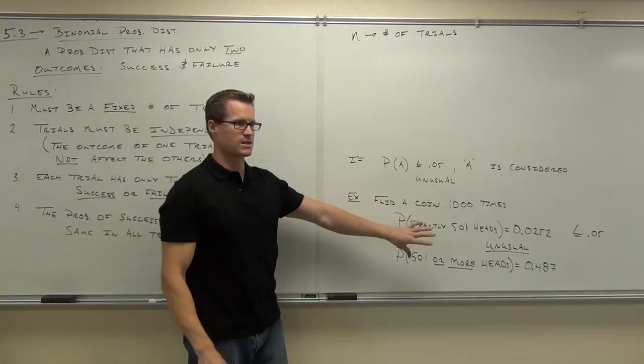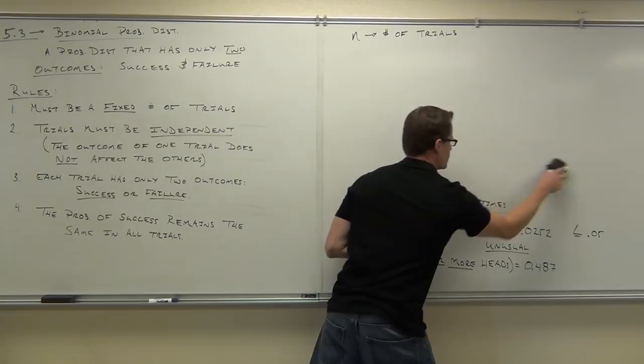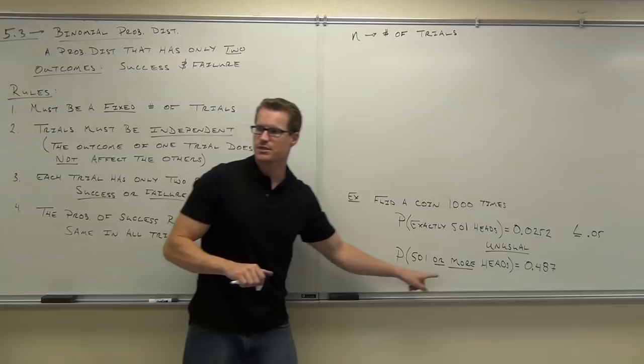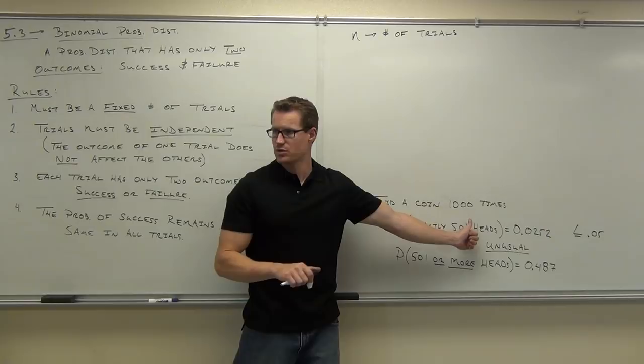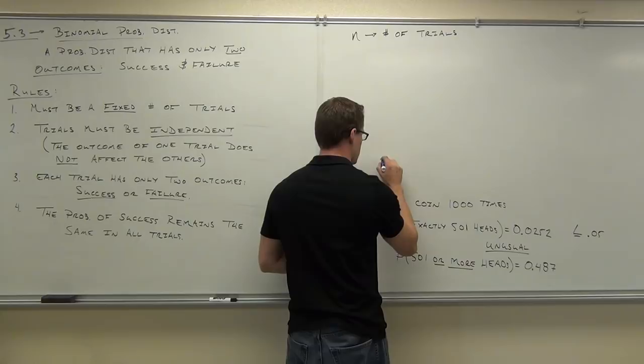I'm going to do this down here as well, to refer you back to this example. That's why I left it on the board. If we're doing this example, what is our n in this case? That's how many times we're repeating the trial, so our n would certainly be 1,000. Very good. N would be 1,000.